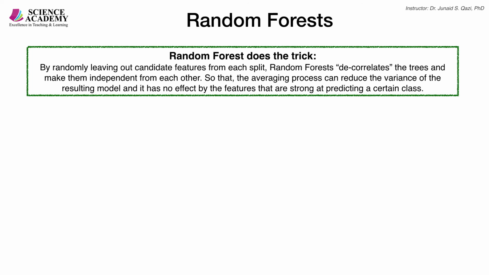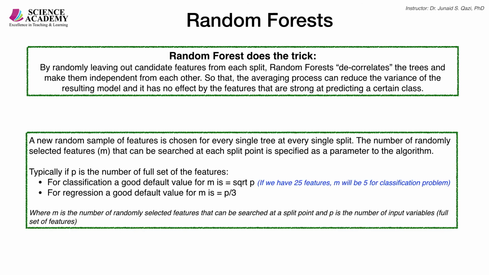By randomly leaving out candidate features from each split, random forests decorrelate the trees and make them independent from each other, so that the averaging process can reduce the variance of the resulting model, and it has no effect by the features that are strong at predicting a certain class. So this decorrelation is very important in random forests. A new random sample of features is chosen for every single tree at every single split.